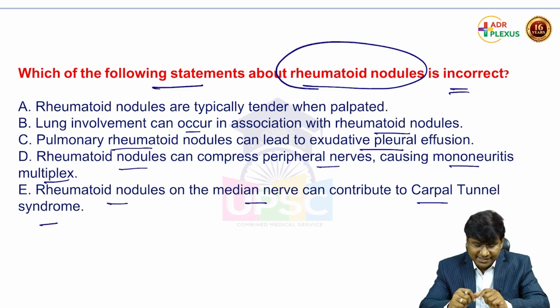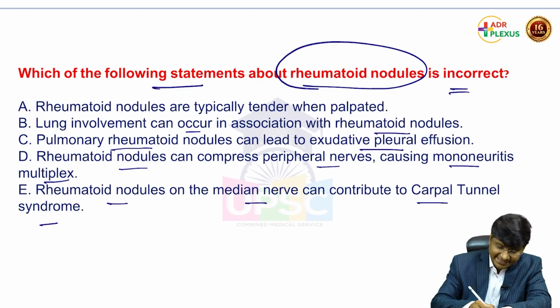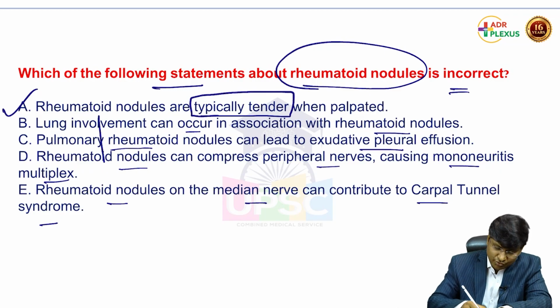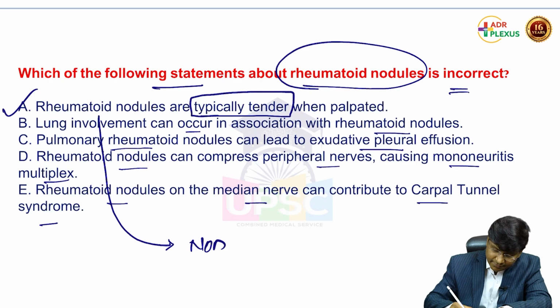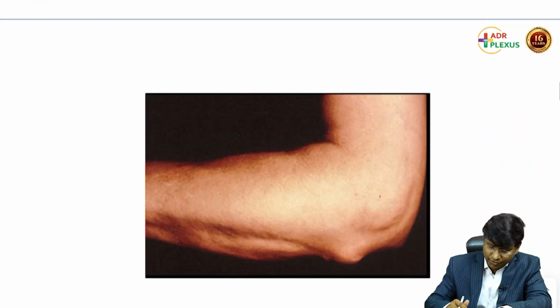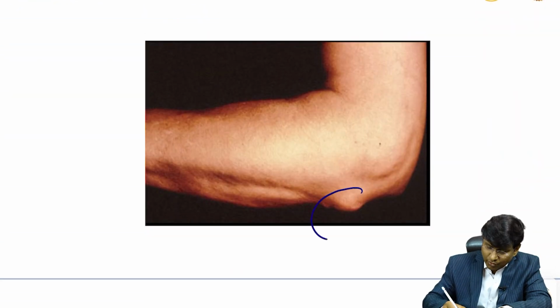Now, these rheumatoid nodules are not tender on palpation. They are non-tender. And where are these rheumatoid nodules observed? They are mainly observed over the extensor aspect of the forearm.